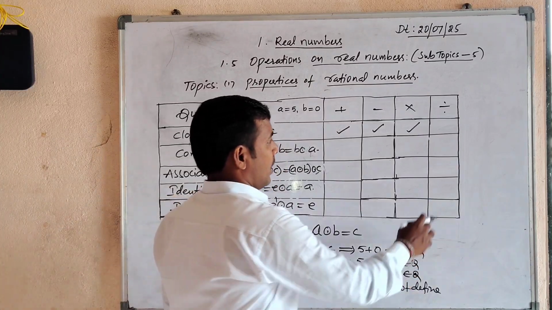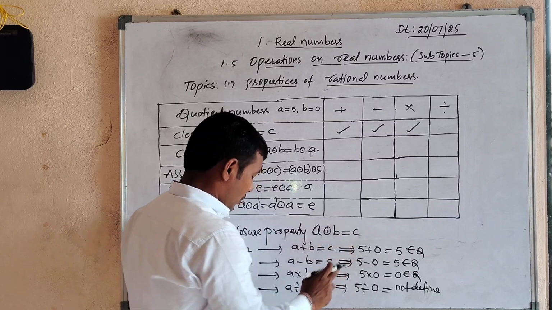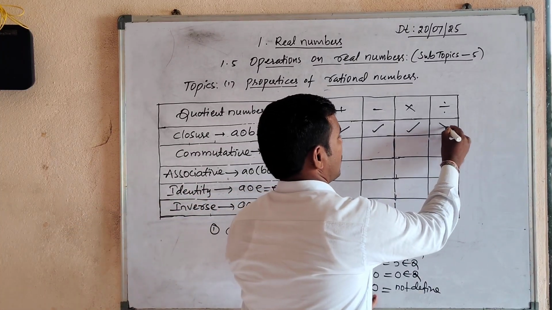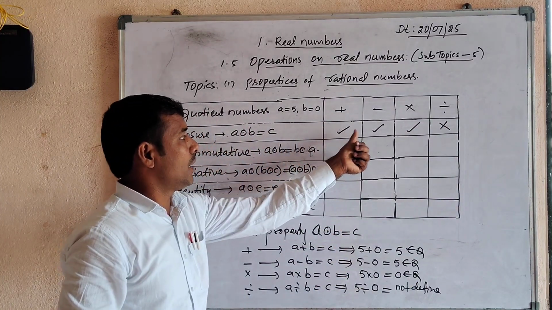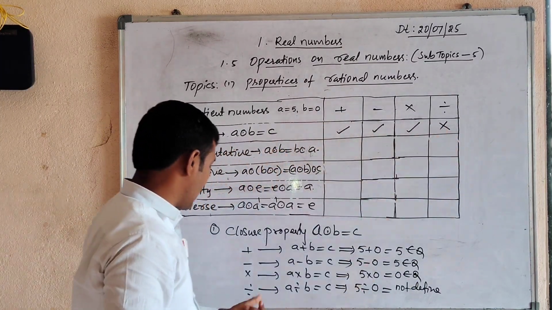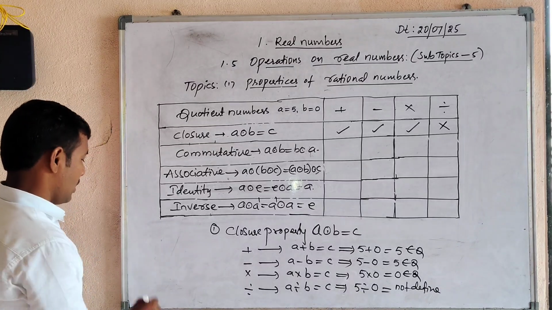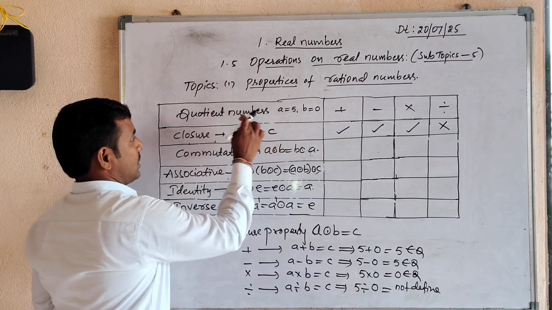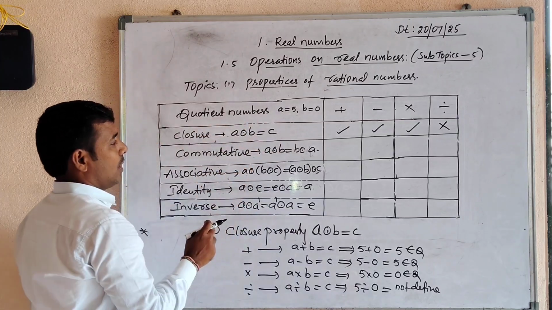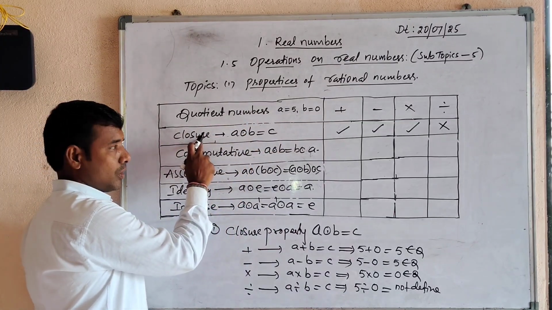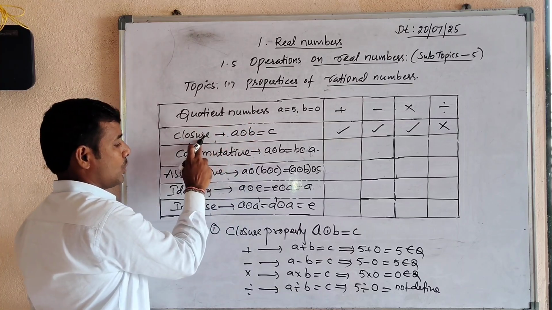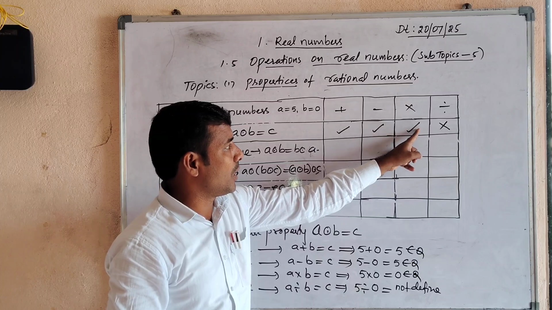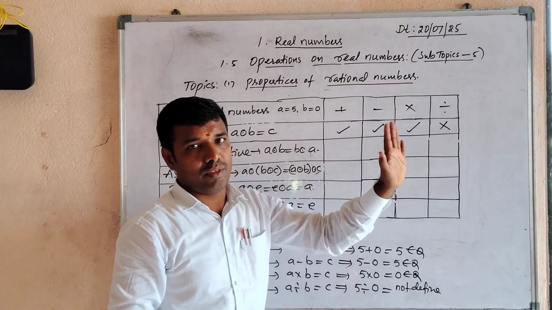So what happened here? We are not getting a value when we are dividing 5 by 0, so that is wrong. Through this, we conclude very clearly, listen, as a note, that rational numbers are closed under addition, subtraction, and multiplication only, not division.